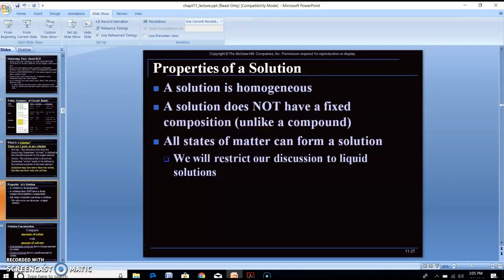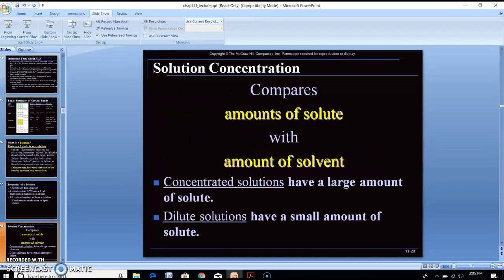Properties of a solution. A solution is a homogeneous material, and a solution does not have a fixed composition, unlike a compound. All states of matter can form a solution. We will restrict our discussion to liquid solutions.